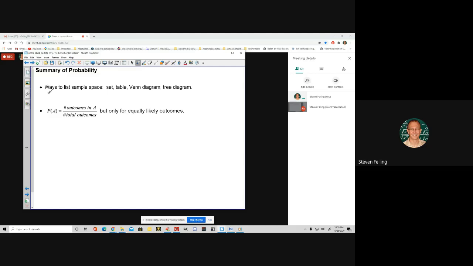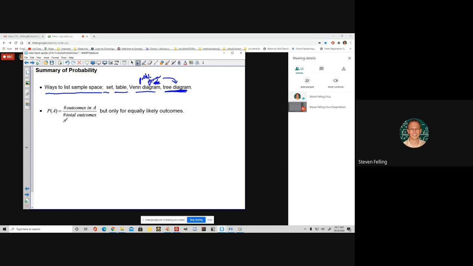So first, we know there are different ways to list a sample space, and a sample space is some way to list all the outcomes. Sets, where we list everything out, or like a picture of a card deck. Tables, Venn diagrams, trees. In general, if probabilities are given in the problem, often we use tree diagrams, because the branches are labeled with probabilities. So a lot of times you can put that right on the tree.